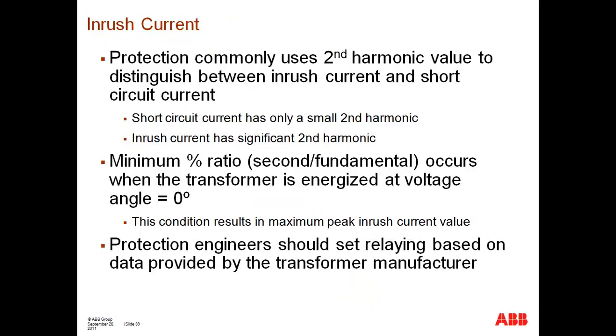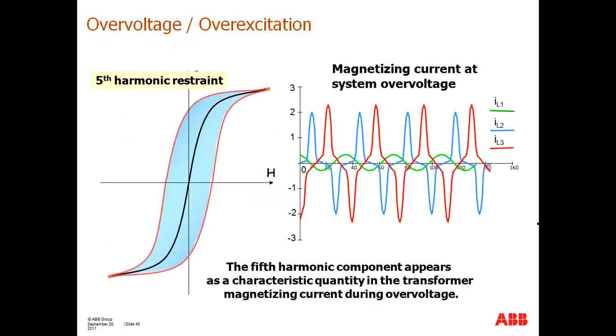The higher the setting that you select, the more likely you are to actually operate during an inrush condition whose second harmonic level was not high enough to be identified.